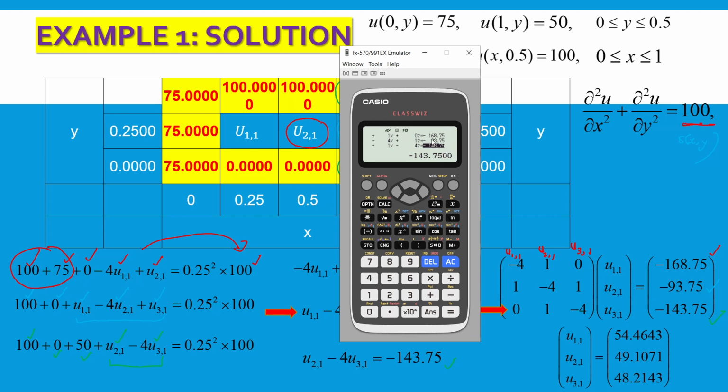Okay, the vector B: negative 168.75, negative 93.75, negative 143.75. Okay, the third column of matrix A is 0, 1, negative 4, correct? Second column of the matrix A, 1, negative 4, 1. The first column of matrix A, negative 4, 1, 0. Once correct, press equal, you'll get U11 is 54.4643.